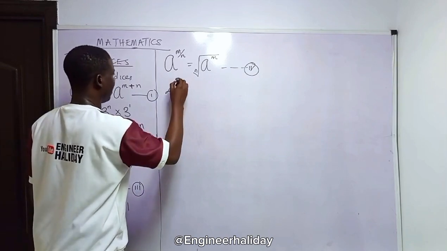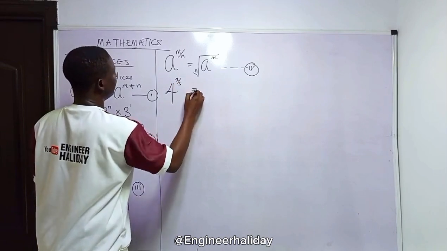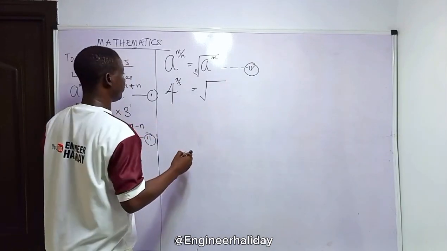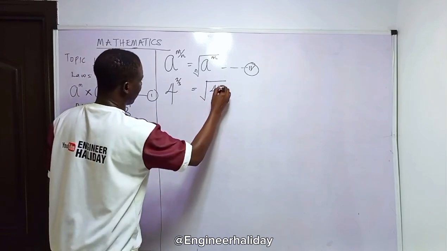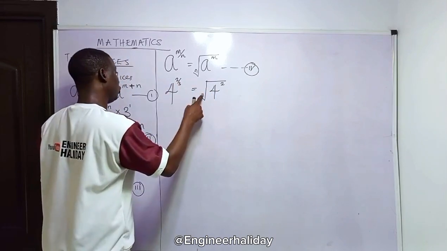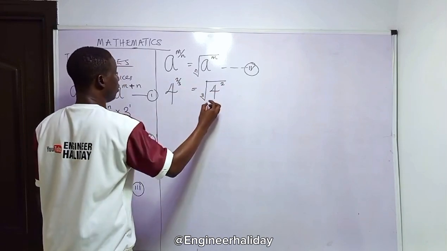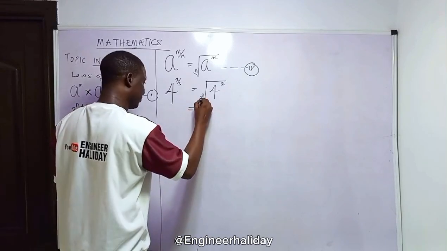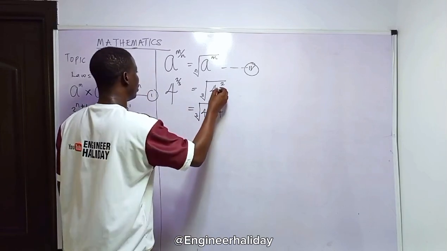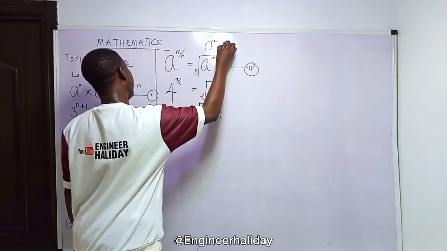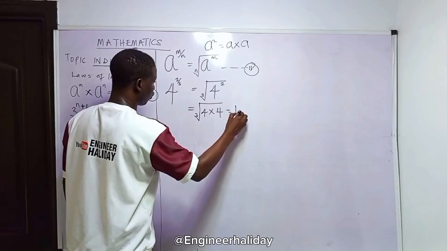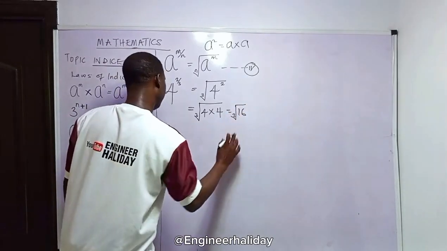Similarly, we can have something like this. Let's say we have 4 raised by 2 over 3, which is the same thing as the cube root of 4 raised by 2. That means this 3 will form the cube root while this 2 will form the square. Moreover, we can also say this is equal to the cube root of 4 times 4, because a square is equal to a times a. So 4 square is equal to 4 times 4, which is equal to the cube root of 16. You can just read it like that.